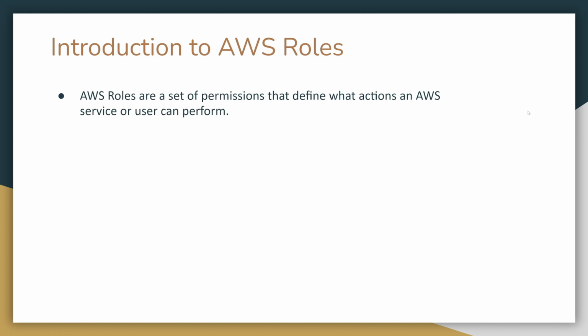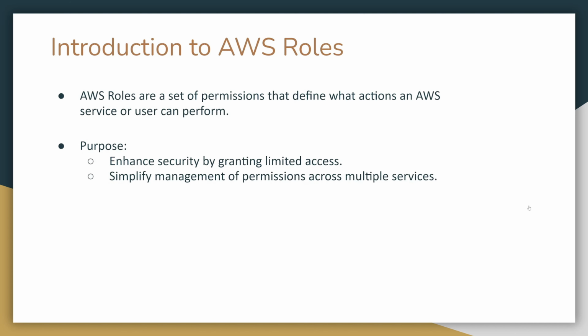AWS roles are a set of permissions that define what actions an AWS service or user can perform. AWS roles have several purposes, and one of them is to enhance security by granting limited access, and also to simplify management of permissions across multiple services. There are several use cases for AWS roles.